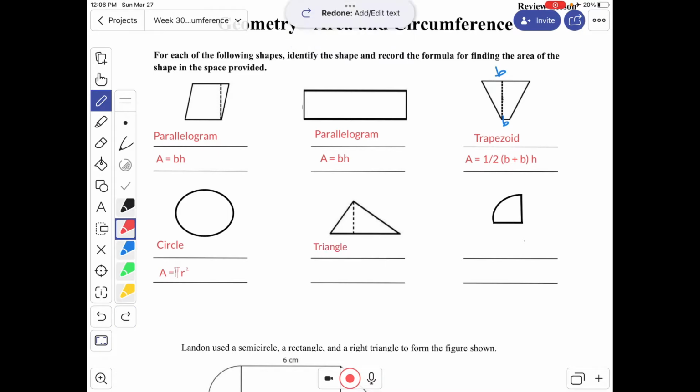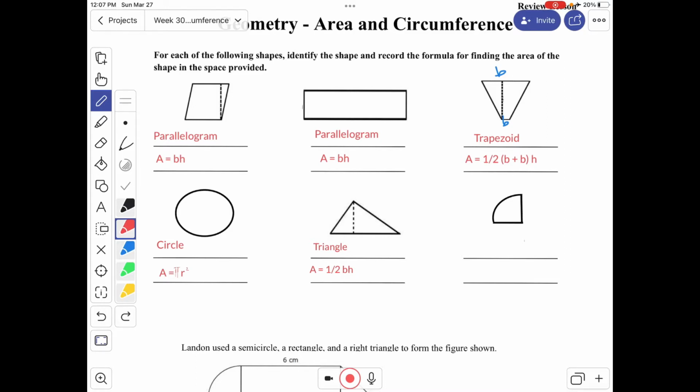The next shape is a triangle. And the formula for a triangle is area equals 1/2 base times height, because if we put two triangles together, they would make a parallelogram. So a triangle is half of a parallelogram. Therefore, the formula is 1/2 base times height.